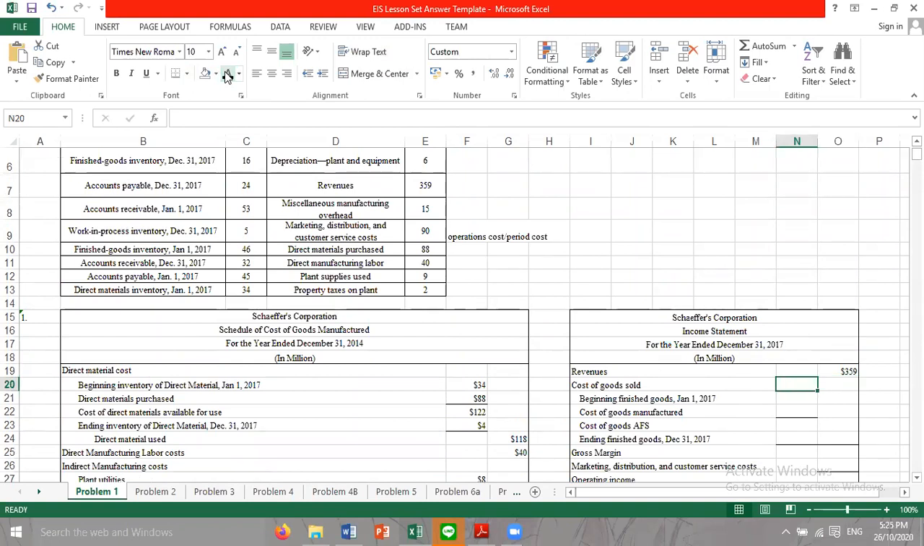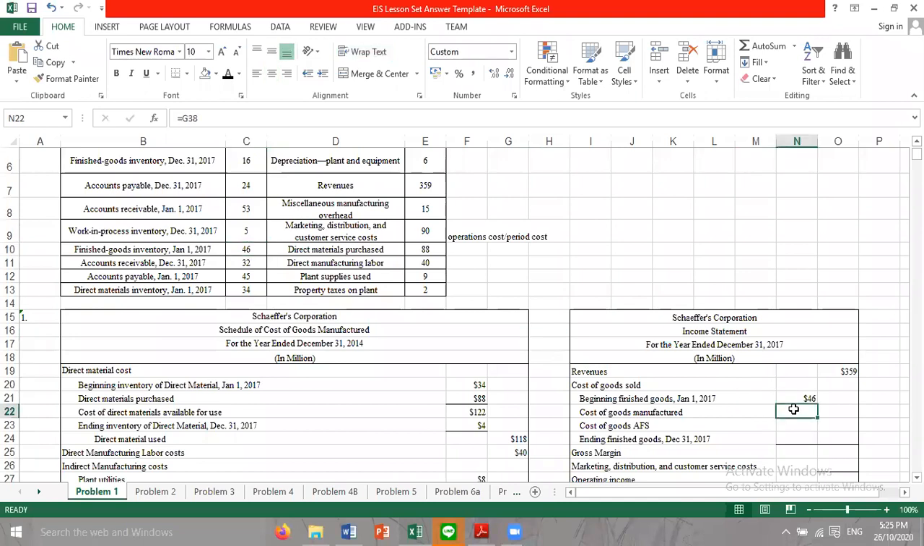Then of course, we'll need to find the cost of goods sold. To find the cost of goods sold, we'll need to know the cost of goods available for sale and the ending finished goods. Now to find the cost of goods available for sale, we need to know the beginning finished goods inventory and add it with the cost of goods manufactured. In the question, the beginning finished goods is already stated, which is $46. It's, where is it? Here we go, it's this one, $46.